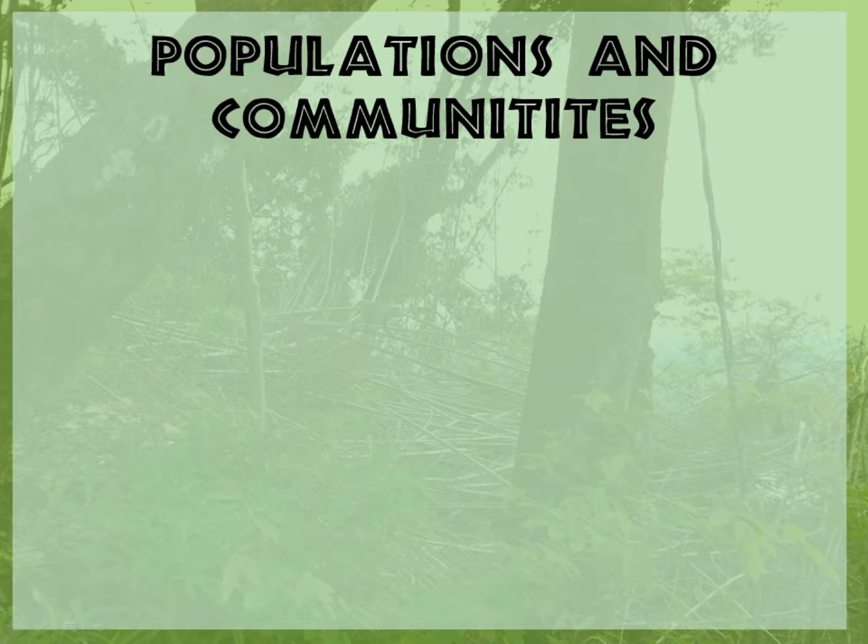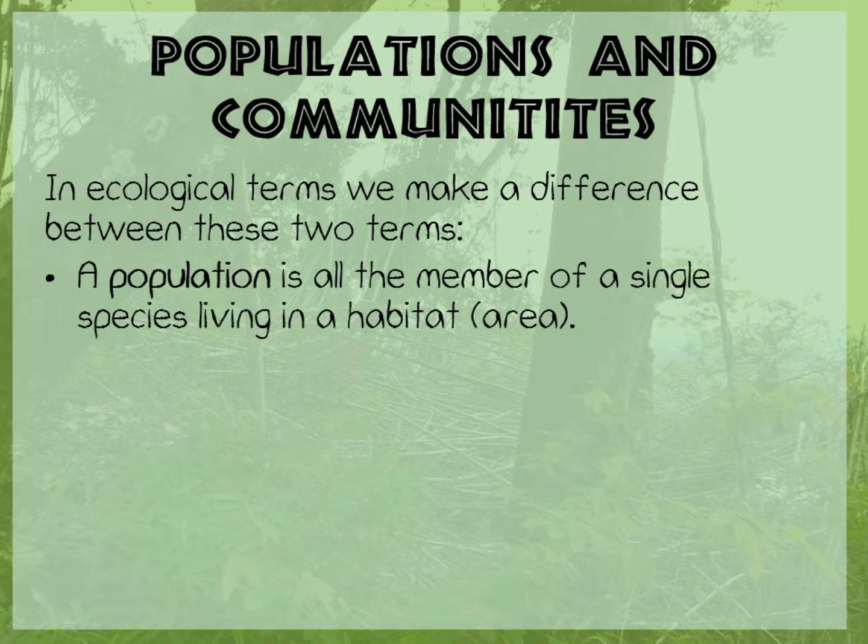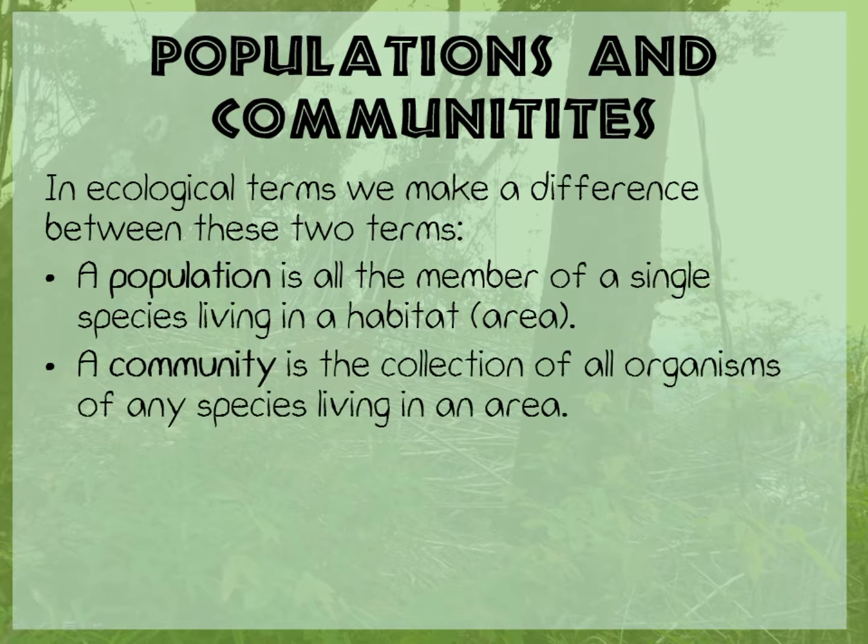So the first distinction we need to make is between populations and communities. In ecological terms, a population is all the members of a single species living in a habitat, which is an area where a species is suited to living. A community, on the other hand, is the collection of all organisms of any species living in an area. That might include the plants, animals, anything that is alive is the community.